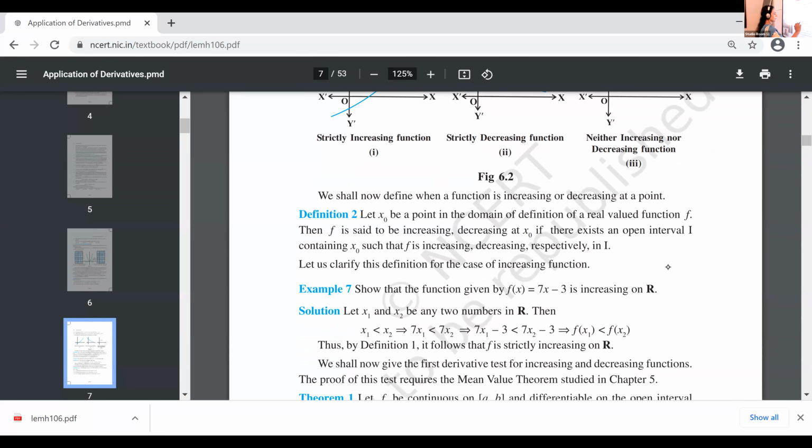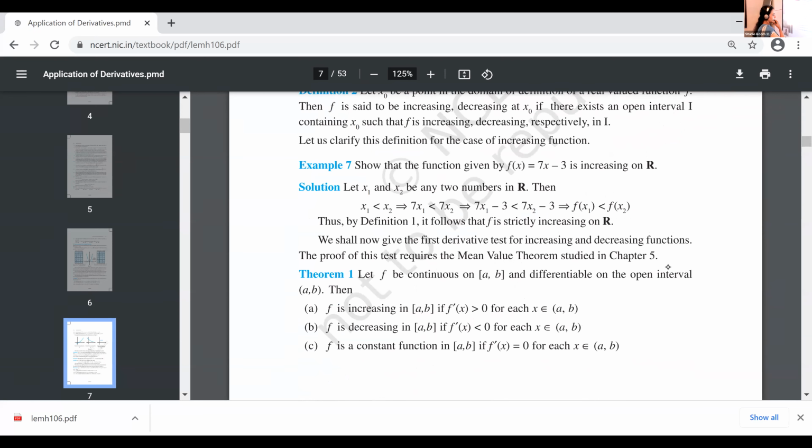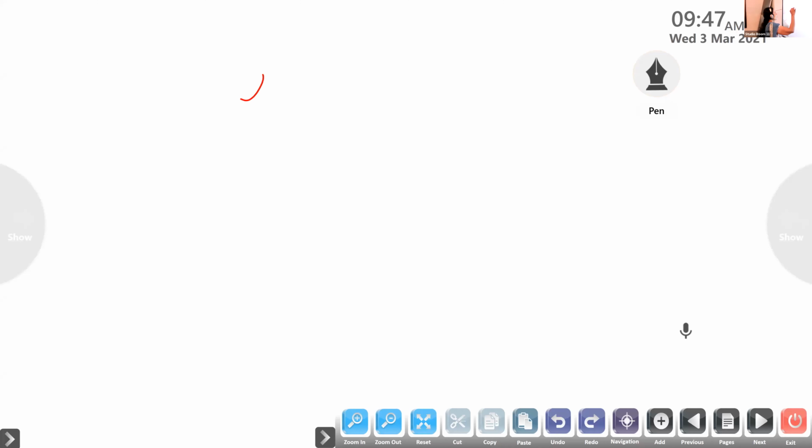Look at the example. Show that the function f of x is equal to 7x minus 3 is increasing on R. So f of x is given as 7x minus 3.